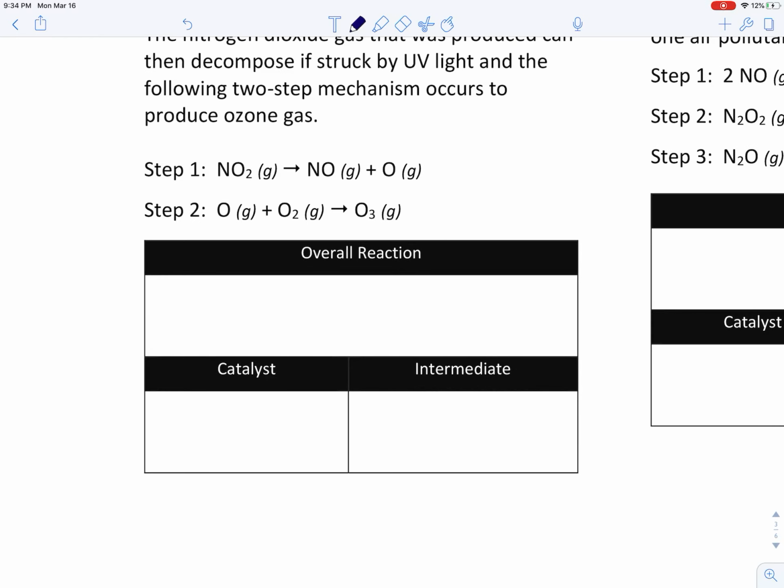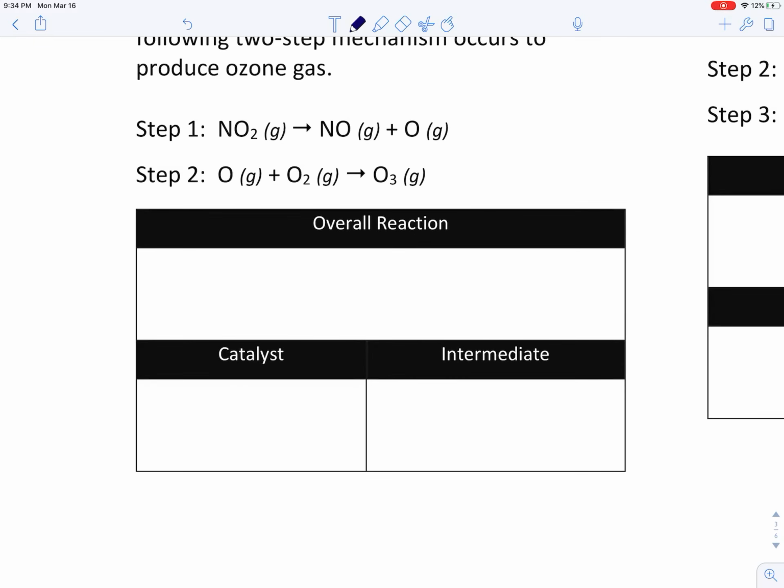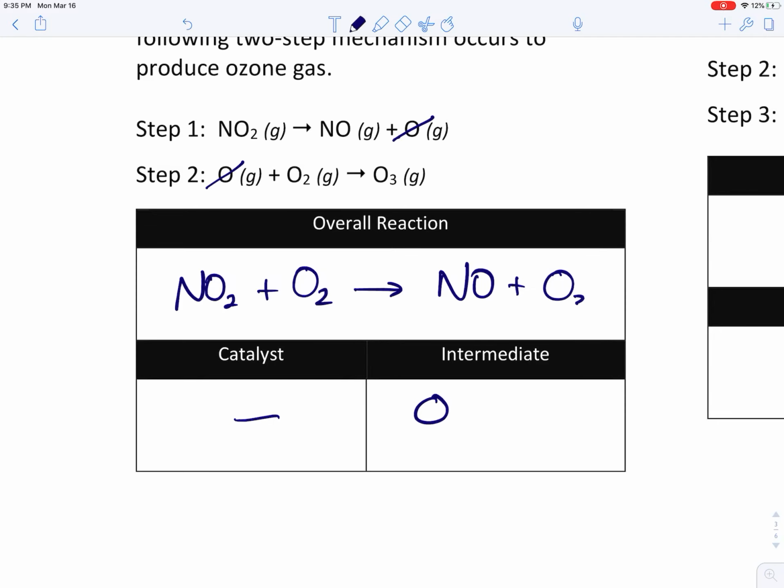Here's another one. You can pause the video and try that one yourself also. So we cross out, in this case, an oxygen atom produced in step 1, and then the oxygen atom used up in step 2. So an intermediate here is oxygen, produced and then used up. And there's nothing else that cancels out. So there's no catalysts in this mechanism. The overall reaction is whatever's left not crossed out. So what we have is an NO2 reacting with oxygen, and that produces an O and ozone.